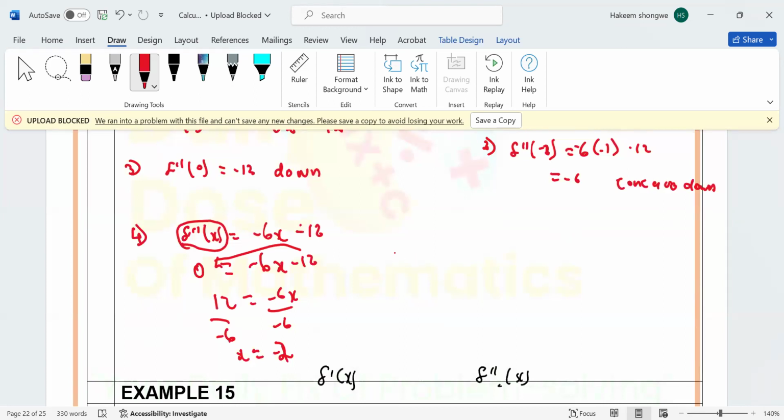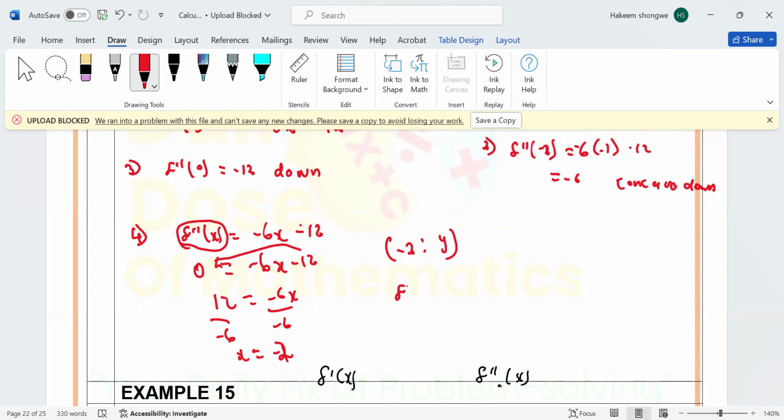Now, they want the point of inflection. The point of inflection is going to have x, it goes with y. Where do I get y? You can't get y with f prime of x. We know f prime of x, we know f of x. It doesn't matter. Every time you want y, you go to f of x, you go to h of x, you go to g of x.